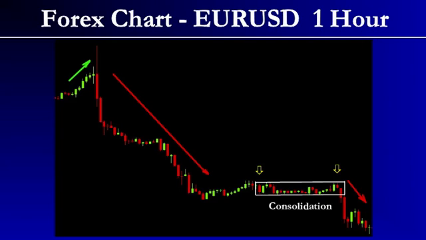Now, because this is a 1-hour chart, every candle on the chart represents 1 hour. In this particular case, the consolidation period lasted for 22 hours. Now, it ended with the start of a new downward trend. This represents a breakout to the downside. The breakout from the consolidation could have been either to the upside or to the downside.